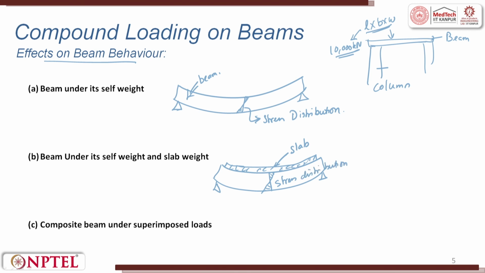And as I told you in the previous lectures, when there is a beam, the top fiber will undergo compression and the bottom fiber will undergo tension. Compression load and tensile load. Here you will have your neutral axis.